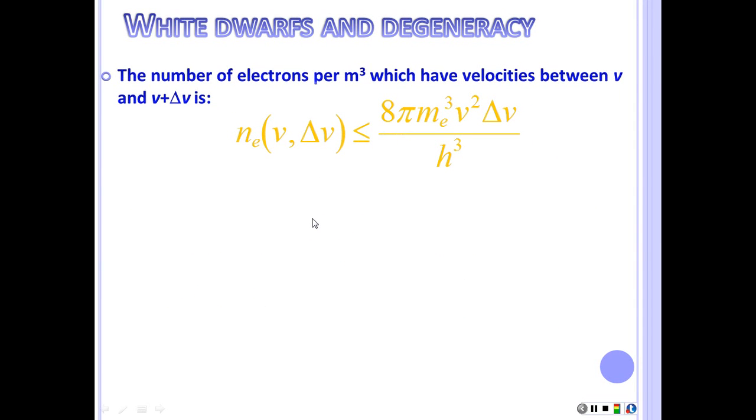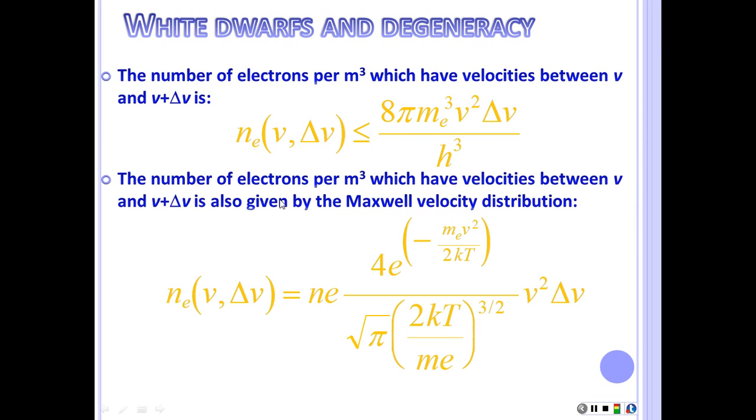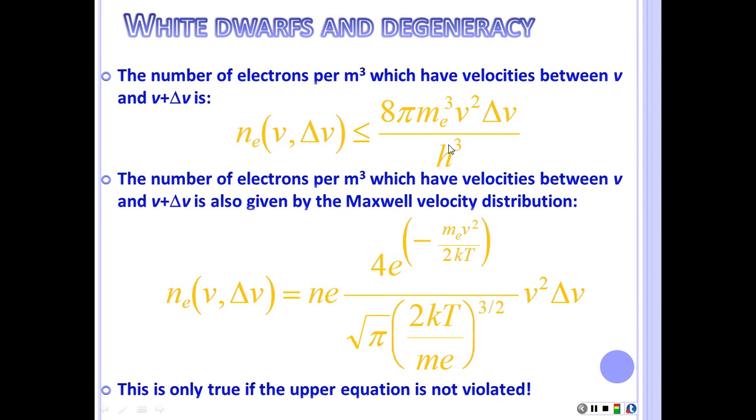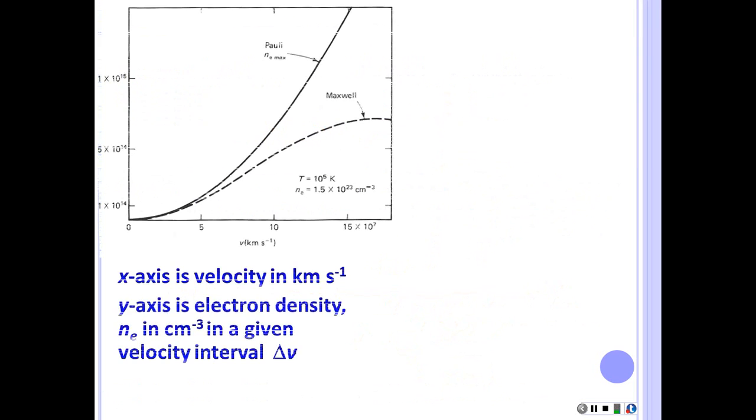Okay, so that's the equation we just came up with. But remember that particles have a Maxwellian distribution under temperature. So for a given temperature, the distribution of energies is going to be given by this distribution here, where this is basically the energy of the electrons. It has to obey this according to the temperature, and it has to obey this according to the Pauli exclusion principle. So this is only true if it doesn't violate this. You can put these two together and get an equation for when these fit, when these work. And this is basically plotting those two equations.